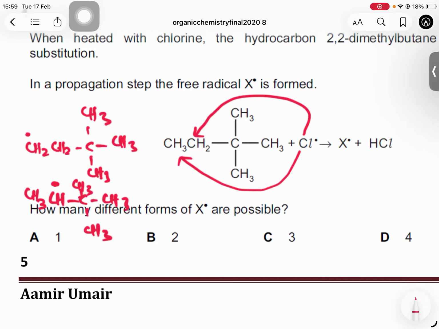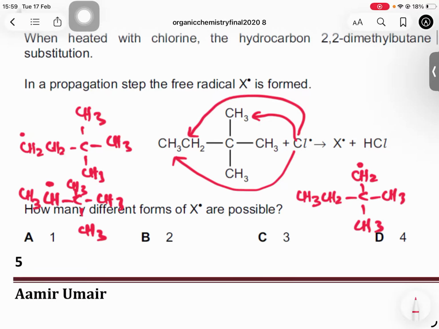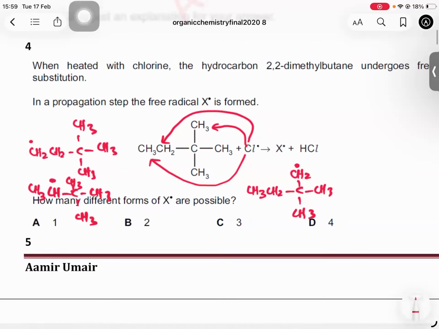What is the third option? Okay, this takes hydrogen from this. Yeah. So what is the option? CH3, CH2, C, CH2 free radical, CH3, CH3. Yeah, this will be the same. 3. The same vector. Where is the fourth one? Ilya, where is the fourth one?